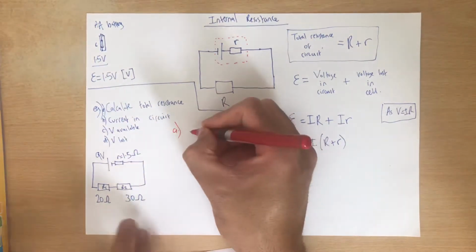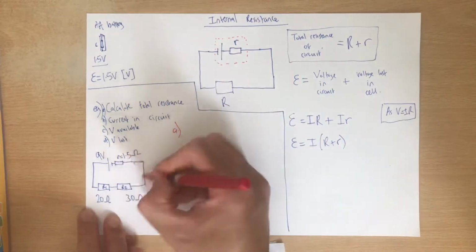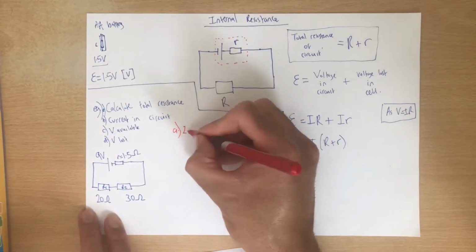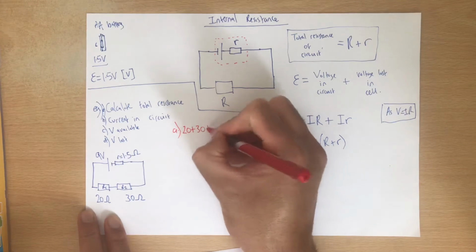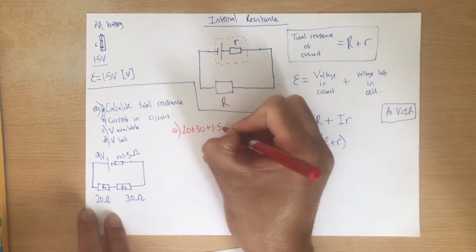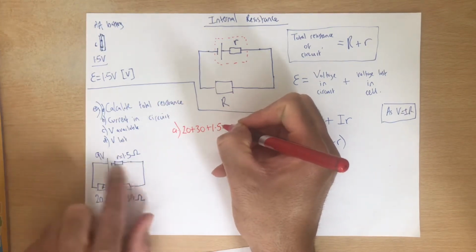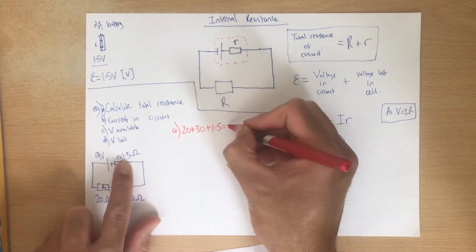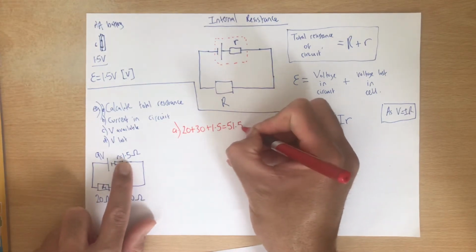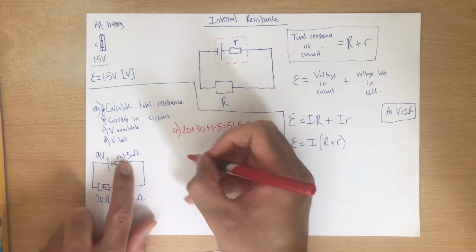So to start us off, we're going to do part A. Part A is calculating the total resistance. Because it's a series circuit, all I need to do is just add up my components. So 20 plus 30 plus 1.5. A lot of the time, students miss out the 1.5 there. So this is actually equal to 51.5 ohms for that one.